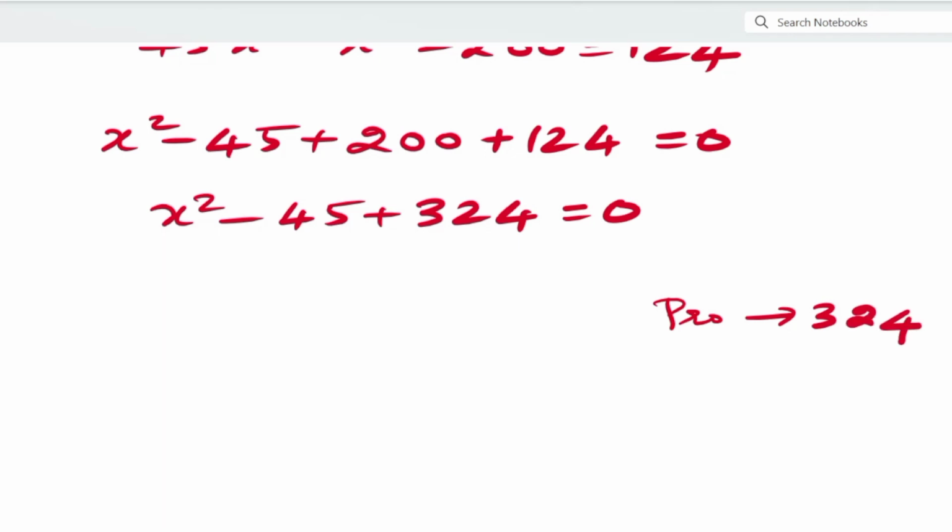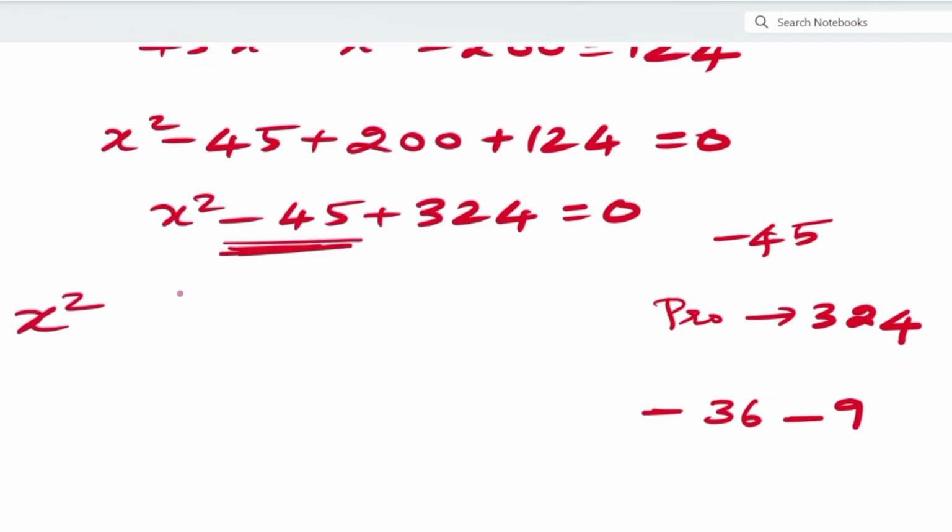Now tell me the factors of 324 which when added or subtracted will give you 45. 324 has many factors, right? Among that we can take the factors as 36 and 9. If you have 36 and 9, the product of 36 and 9 will come out to be 324, and the sum should be 45. Is it plus 45 or minus 45? It should be minus 45. So if the sum should be minus 45, both the numbers should have minus in them. Only then minus 36 minus 9 will come out to be minus 45. But if you put plus in both numbers, it will become 45, but we have minus 45 here.